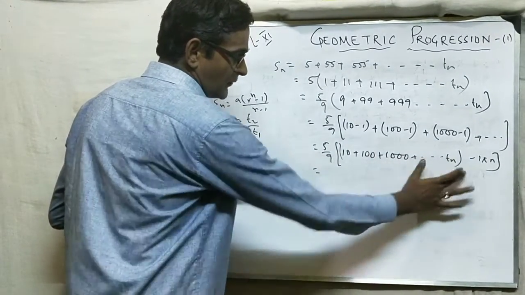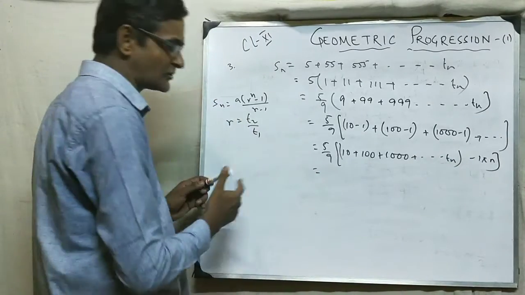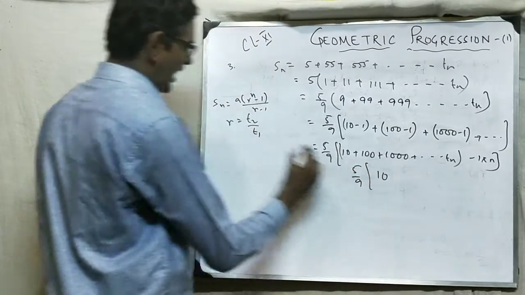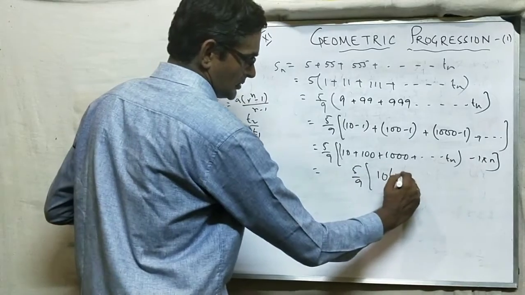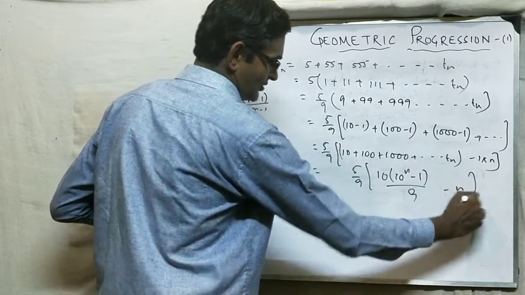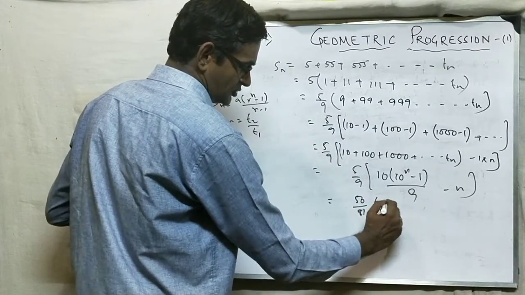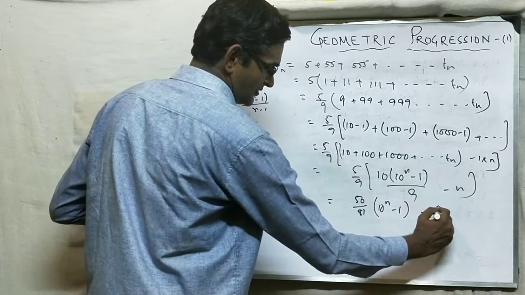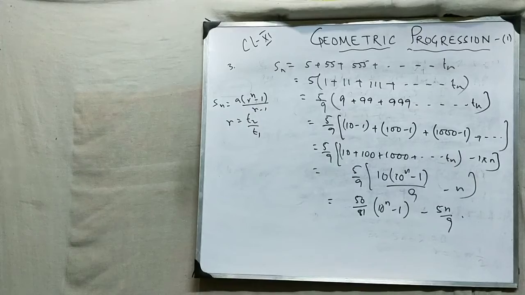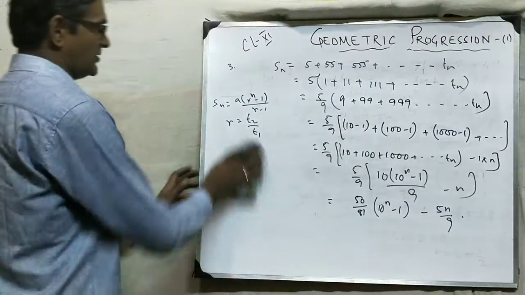So this quantity in the first bracket is a GP whose A is 10 and r is also 10. So 5 by 9, I am applying this formula: 10 into 10 to the power n minus 1 by 10 minus 1, that is 9, and then minus n. So what will I get? 50 by 81 into 10 to the power n minus 1, minus 5n by 9. Okay. So this we have done. Please, if you are unable to copy that, pause the video and copy the sum.